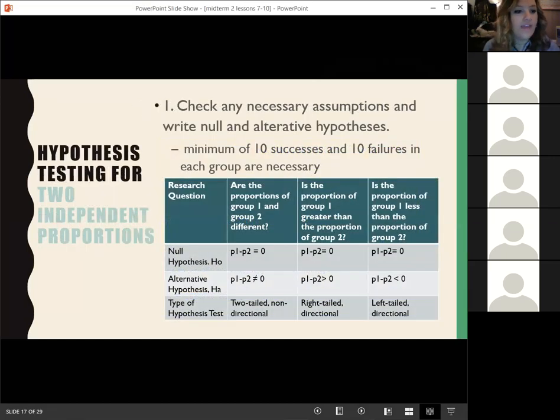Okay, and then hypothesis testing for two proportions, so two independent proportions. This means that they do not affect one another. And we talked about this in our rule of sample proportions, that we do have to have a minimum of 10 successes and 10 failures in each group.